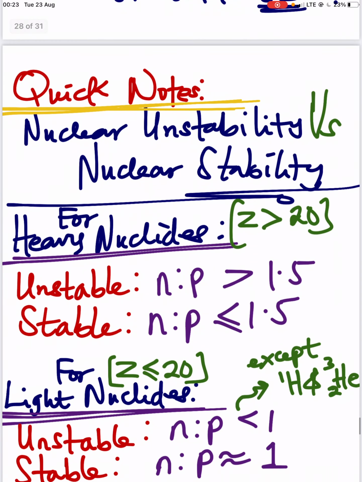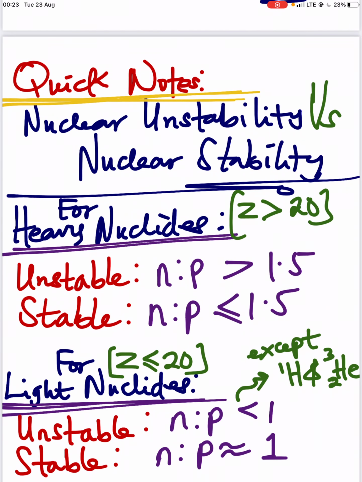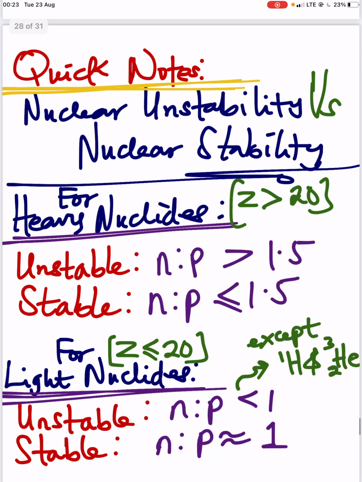Just a few quick notes here. Nuclear instability versus nuclear stability. What tells you that an atom or a nucleus will be radioactive and unstable? And what makes you think so when you see an atom's atomic and mass number rating around it? What tells you that it will be stable and unreactive?